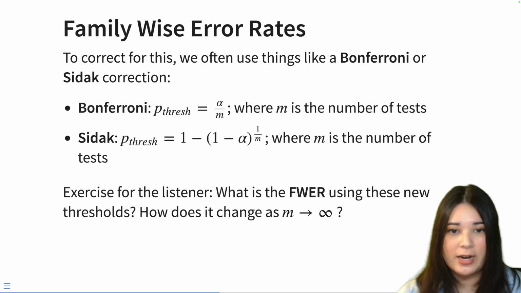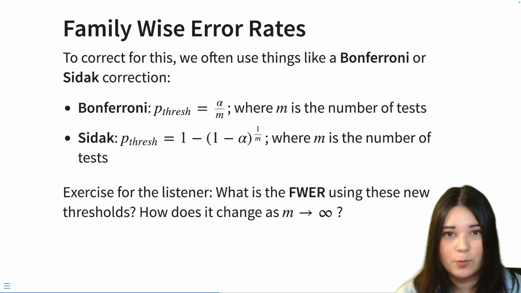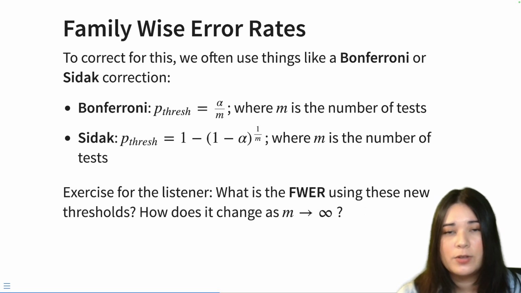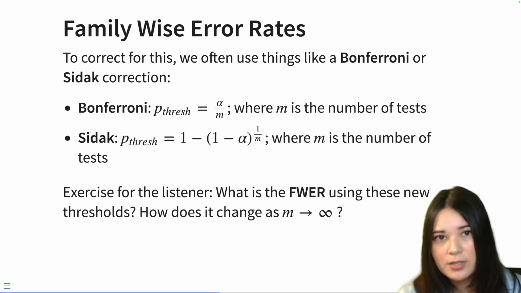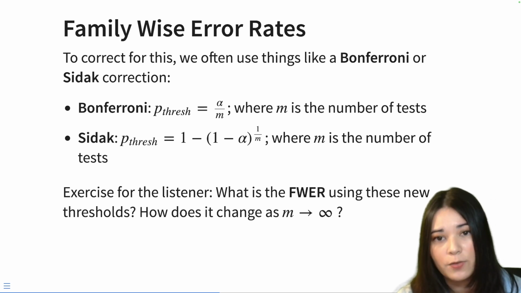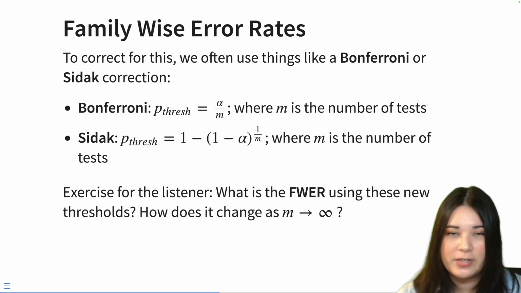In a Bonferroni correction, we take our alpha level and we divide it by m, the number of tests that we're doing in this family of significance tests. And in the Sidak correction, we use a slightly more complicated but less conservative calculation of 1 minus alpha to the 1 over m power, where m is the number of tests that we're running.